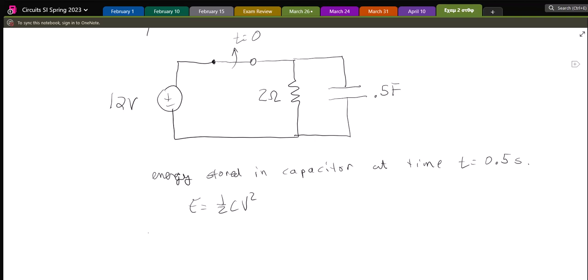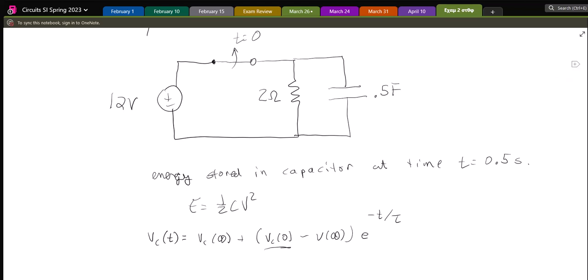gives us that Vc of t equals Vc at infinity plus Vc of 0 minus Vc at infinity, times e to the minus t over tau, where tau is the time constant. So, in order to use this, I have to find Vc at infinity and Vc at 0.